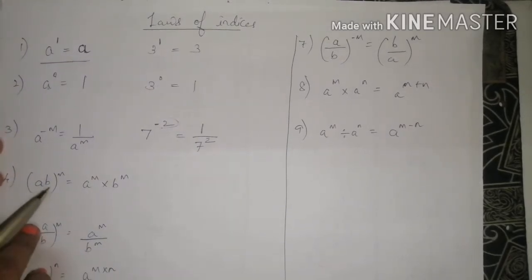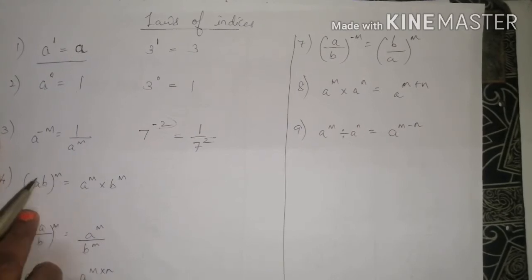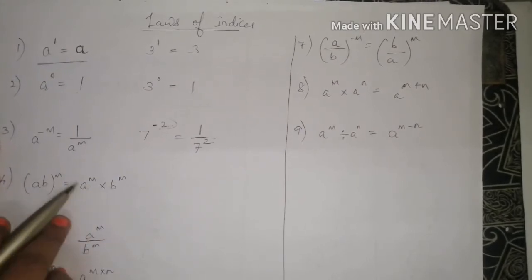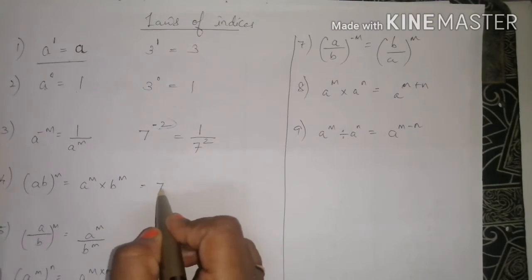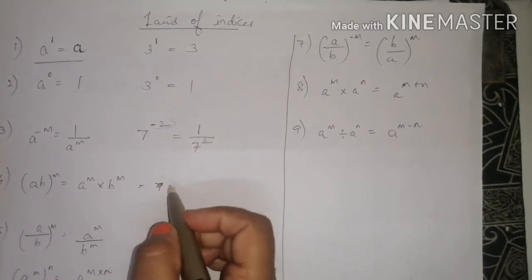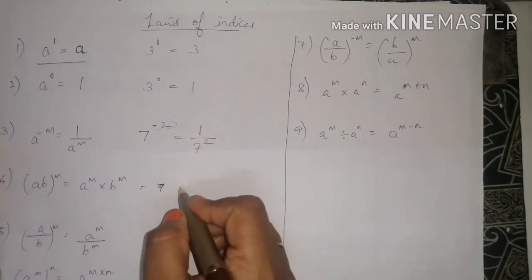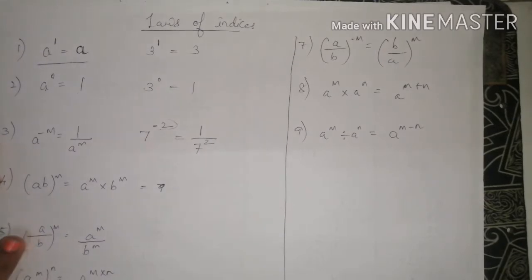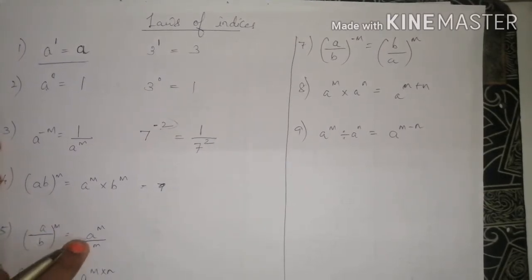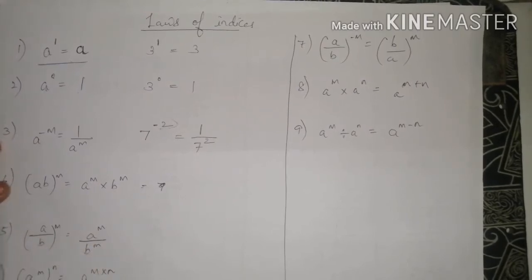Now a into b raised to m, so what you have to do is give this power to both the bases. For example, 7 into 2. Here also, the fifth one, a upon b raised to m. Here also you have to separate the powers, a raised to m upon b raised to m.